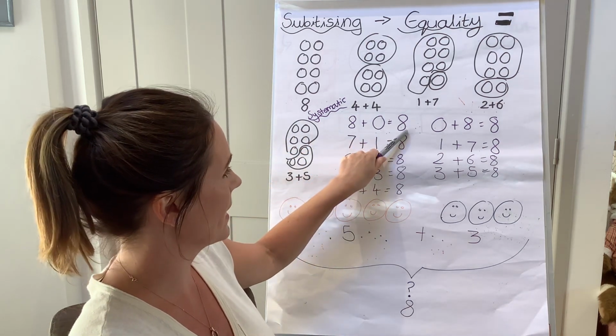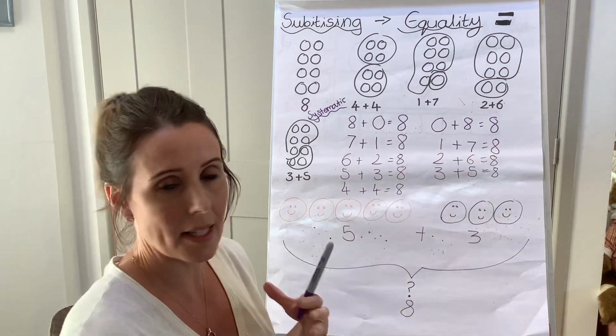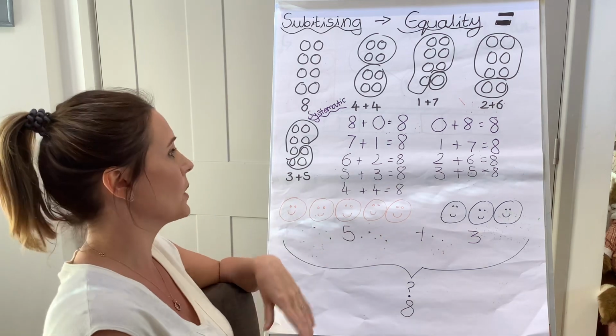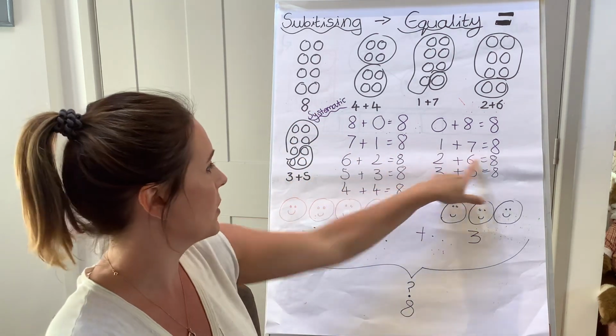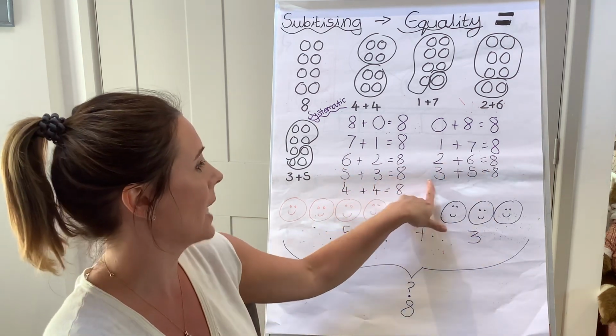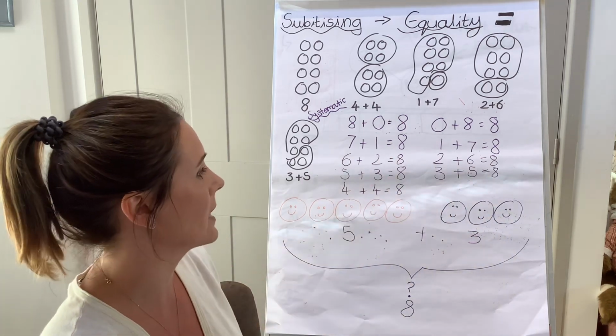8 and 0 makes 8. I knew that 0 and 8 also makes 8 because it doesn't matter what order you do addition in, it can be any order. Then I worked down: 7 and 1 makes 8, so 1 and 7 does, 6 and 2, 2 and 6, 5 and 3 is equal to 8, 3 and 5 is equal to 8, and 4 and 4 is equal to 8.